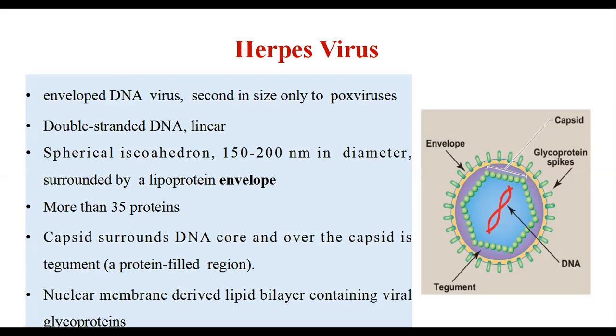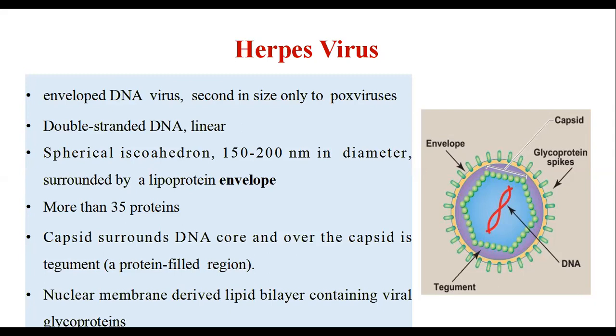If you look into the picture, you can see that this particular enveloped virus contains lipoprotein. The yellow or orange region is the lipoprotein envelope. From this envelope, you can see some projections that are green in color. These projections are glycoprotein spikes. So this envelope is nothing but the lipid bilayer. They derive this lipid bilayer from the nuclear membrane of the host cell, and it contains these viral glycoproteins.